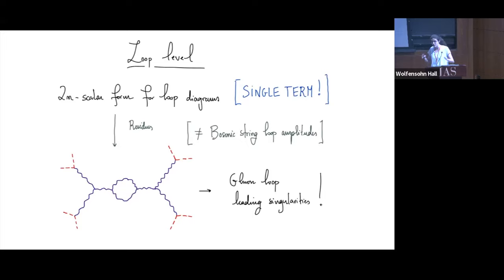Of course, this is very different from the bosonic string one loop answer. Starting from that point would really be crazy. But in any case, the low energy limit of these 2n scalar forms is still gluon, so it allows us to take residues all the way down to the gluon loop leading singularities. That's what I want to say. Thank you.